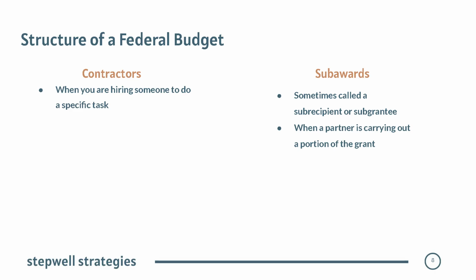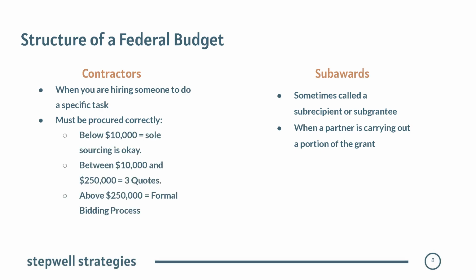When procuring contractors, whether before a grant application or after, you need to be prepared to comply with the federal procurement rules. The two numbers to remember here are $10,000 and $250,000. If a contractor is below $10,000, this micro purchase can generally be sole sourced. In between the two, you must get quotes from multiple firms. And above $250,000, you must have a formal and open RFP process.